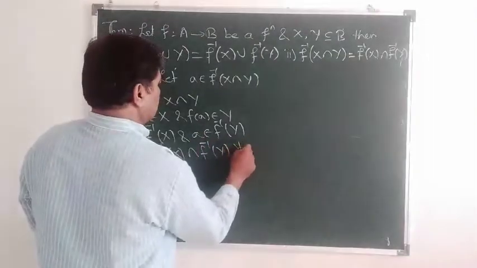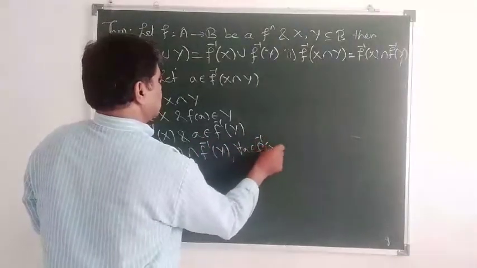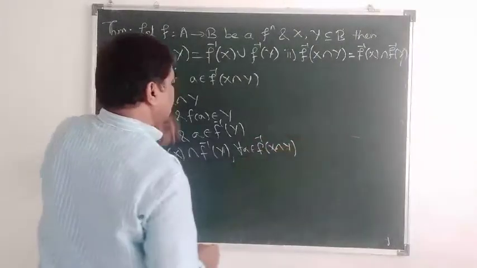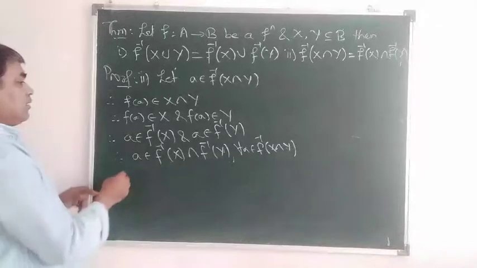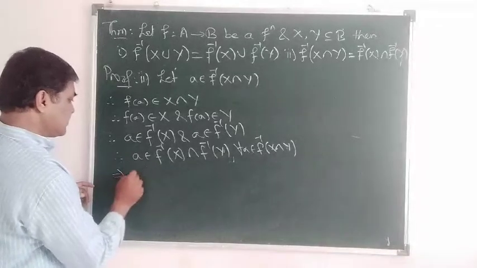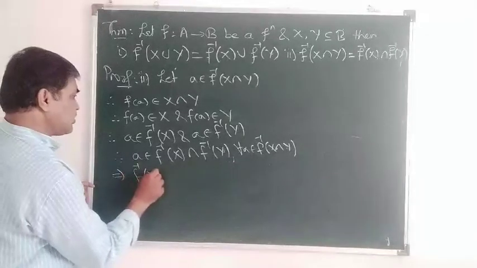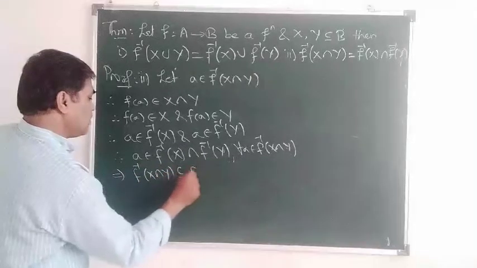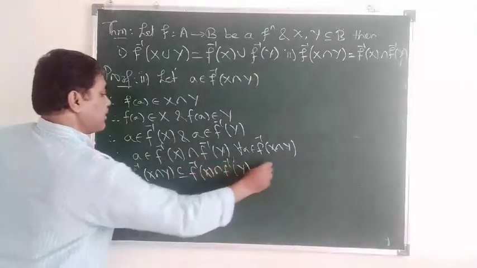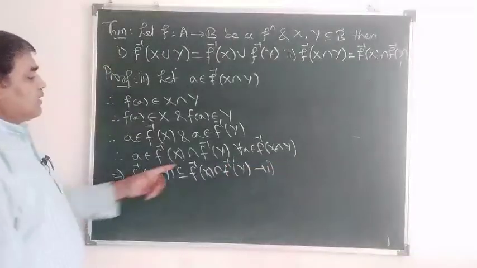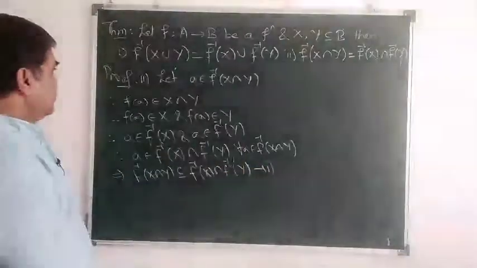For every a belonging to f inverse of X intersection Y, because the choice of a is arbitrary, I am not taking any restriction on the choice, so it represents an arbitrary element. This implies f inverse of X intersection Y is a subset of f inverse X intersection f inverse Y. Again, for this second one, we'll take this as 1.